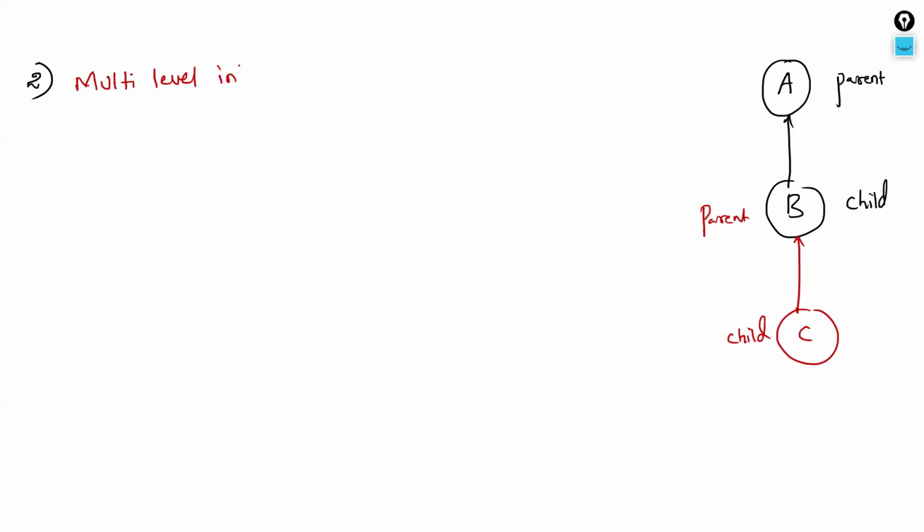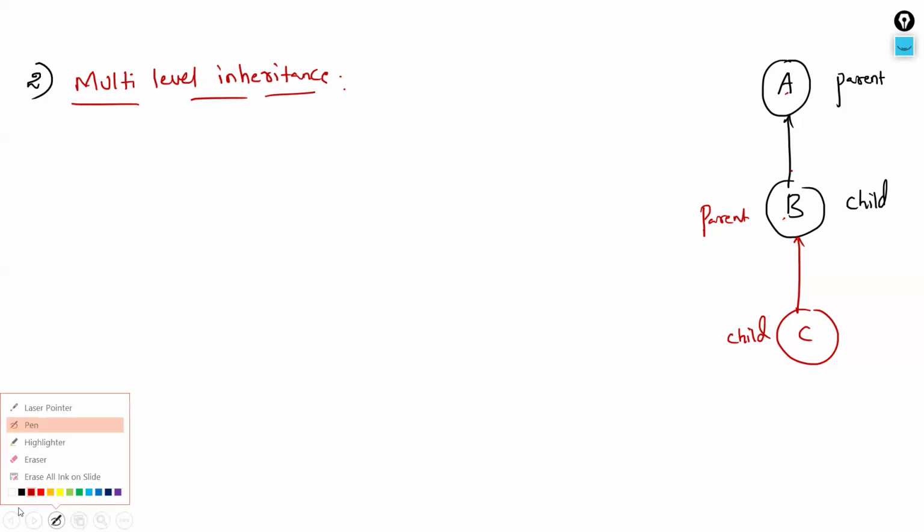Multi-level inheritance is a combination of multiple single levels. So A to B is one single level, and B to C is another single level. If we club them, that's called multi-level. Yeah, multi-level inheritance. Then what is the syntax for this one?